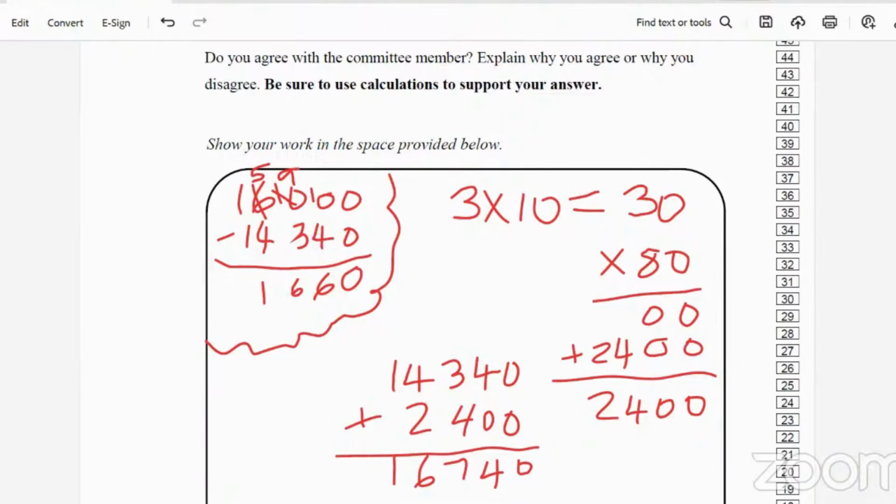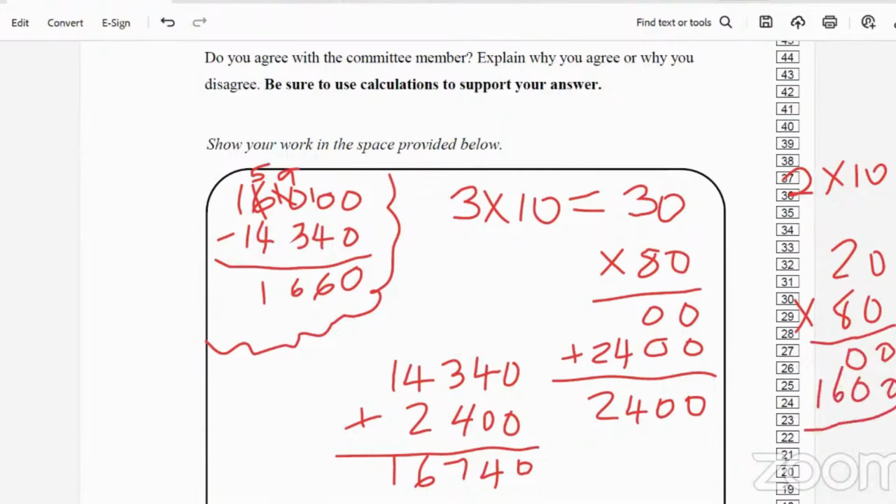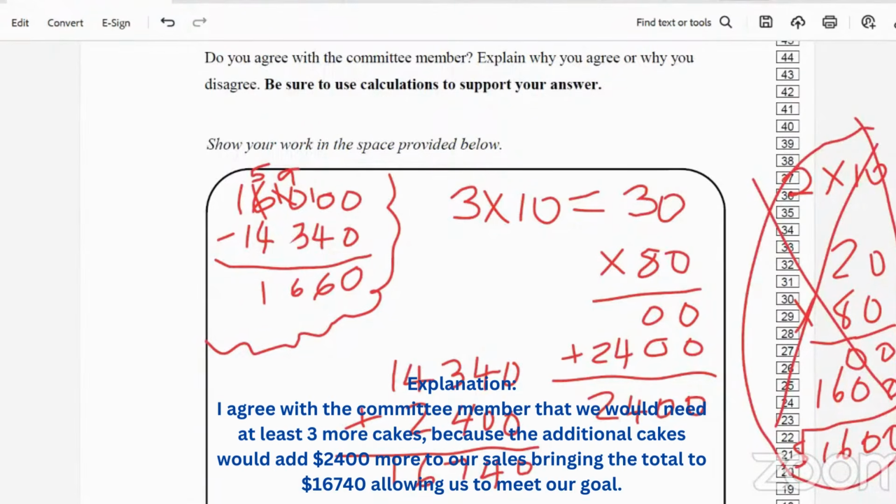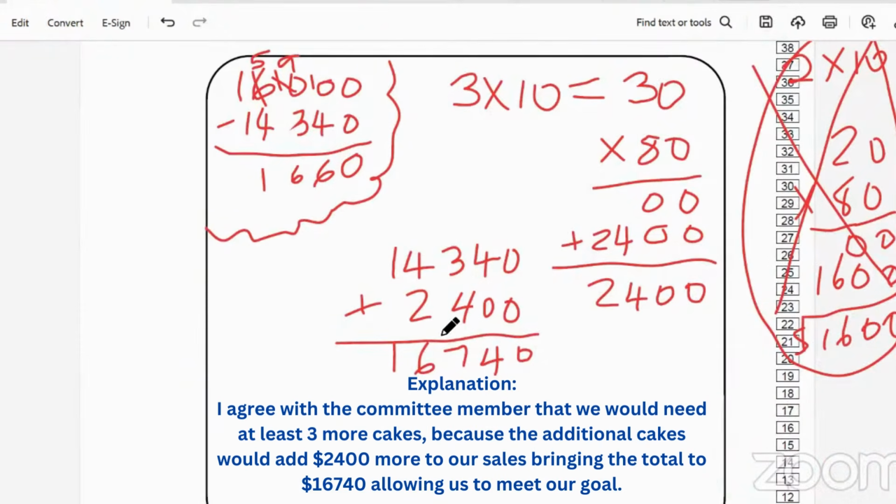If we had done 2 more cakes, let's put this over to the side. This is not really relevant, but let's just do it in case we wondered, what if we wanted 2 more cakes? 2 times 10, that would have been 20 slices. And if we multiply 20 by 80, 8 times 0 is 0, 8 times 2 is 16. It would have been $1,600 that we would have made from 2 cakes. We would have still wanted a little bit more since we needed 1,660. So we needed more than 2; 2 would not have been enough. So the answer would be that I agree with the committee member, that we need to get at least 3 more cakes with 10 slices each in order to reach our goal of 16,000.